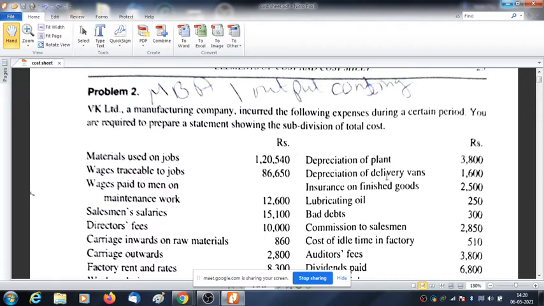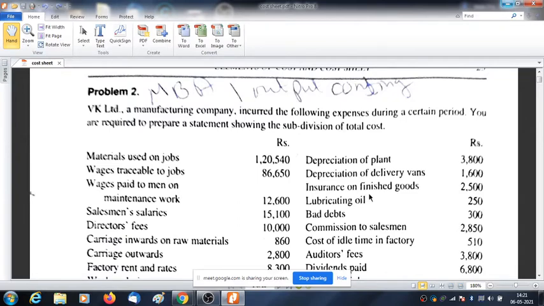Then depreciation of delivery van. Delivery van is used for what purpose? To deliver the goods to the customer. Yes. So it will come under selling and distribution. First you need to analyze the expense, under which head it should come. Use your brain and mind to see what type of expense it is and then put it under the appropriate head. Okay.